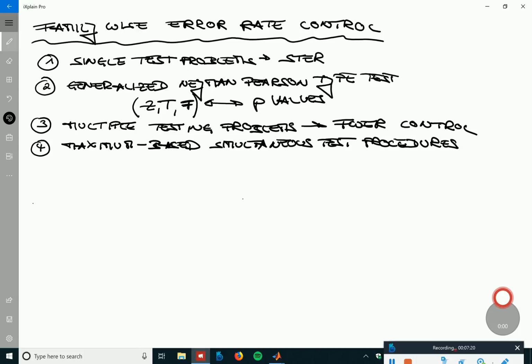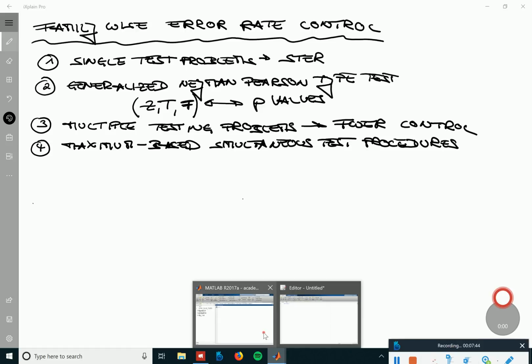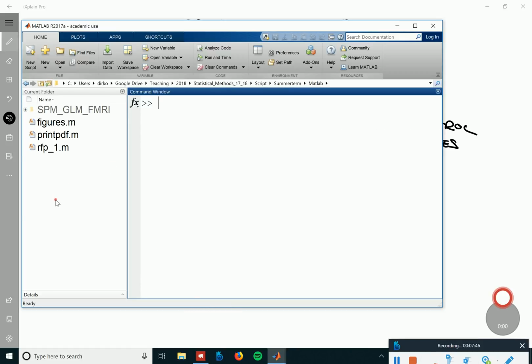Good. Then let's do this. I think it doesn't hurt, although it's a little bit boring. Then we have that in the back of our head, and we can always map the example to the more general theory that we then see afterwards. Good. Let's do this with MATLAB because we can.